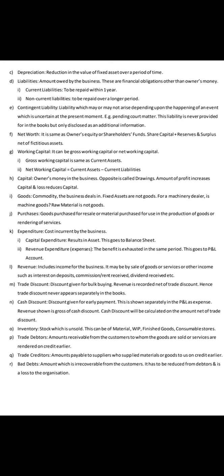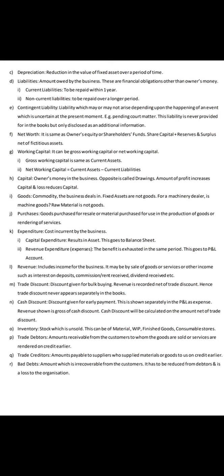Next are trade discount and cash discount. Trade discount is what we get when we do bulk buying, and we record our revenue by deducting that. Cash discount is what we usually get when we make the payment early, and it is shown separately in the profit and loss account as an expense.